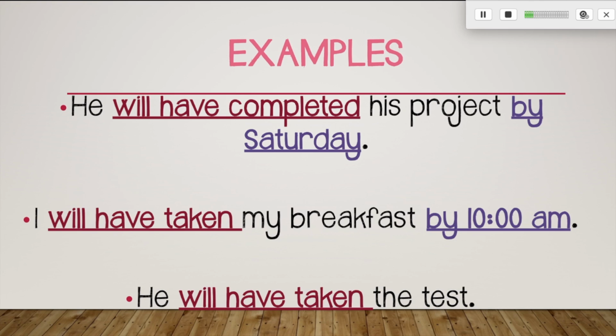The second example says, I will have taken my breakfast by 10 a.m. So I haven't taken my breakfast. This is something I'm going to do in the future before 10 a.m. So we have the subject, will have, the verb, and the object. And the last example says, he will have taken the test. So he hasn't taken the test, but he will have taken the test in the future. So first the subject, then will have, then the verb, and at last the object. These are examples of positive sentences of future perfect.